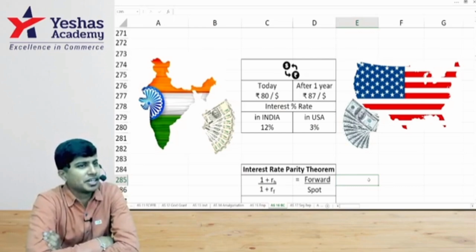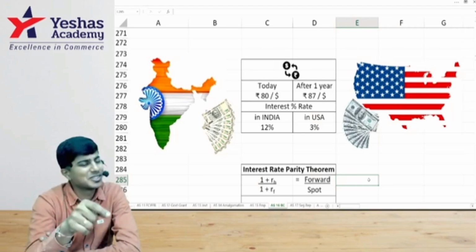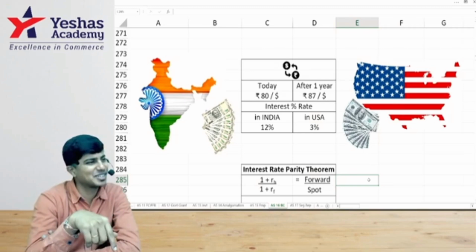Let's now discuss the most interesting topic in borrowing cost. That is foreign exchange difference to the extent to be construed as interest. And this is interesting because there is a lot of interest computations involved in this concept.